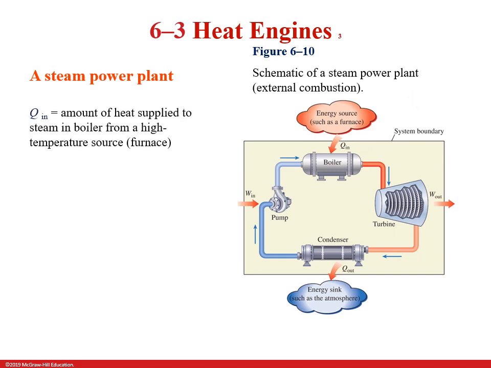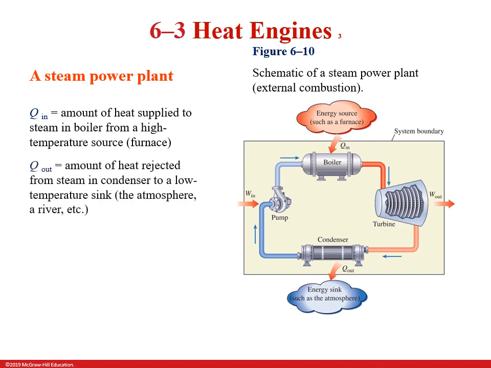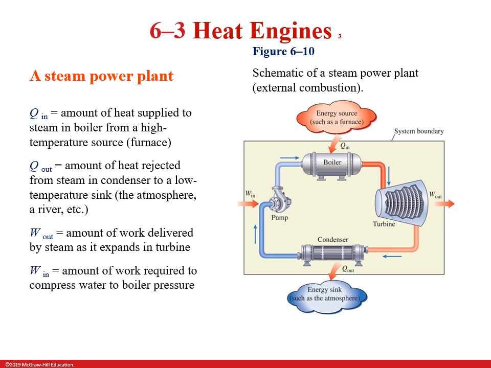Notice there's a few terms of interest here. Q in, this is the amount of heat that's supplied to the steam from a high temperature source, like a furnace or some kind of burner or a nuclear power plant. Q out is the amount of heat that you reject from this cycle to the low temperature sink. W out, that's the work you get out of the cycle. And W in is the amount of work you have to put into the cycle. And this goes into recirculating the fluid, basically recompressing it to put it to the boiler.